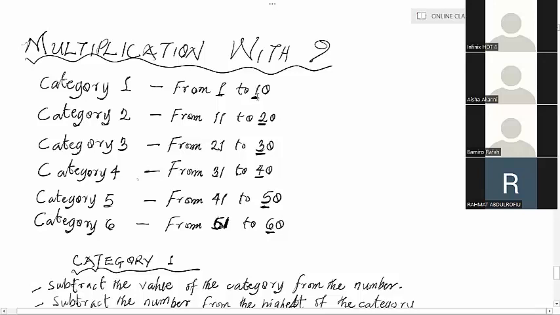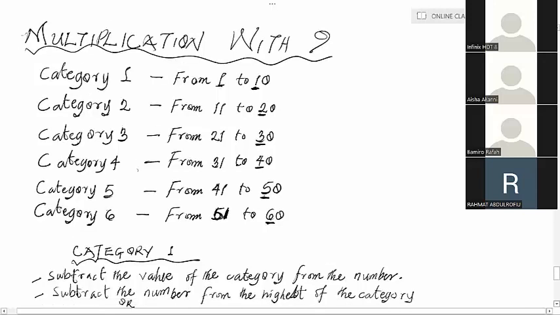So, like 20, 10 now, it starts with 1, so it's category 1. 20 starts with 2, it's category 2. 30 starts with 3, it's category 3. So, how do you now analyze it or use it for multiplication with 9?